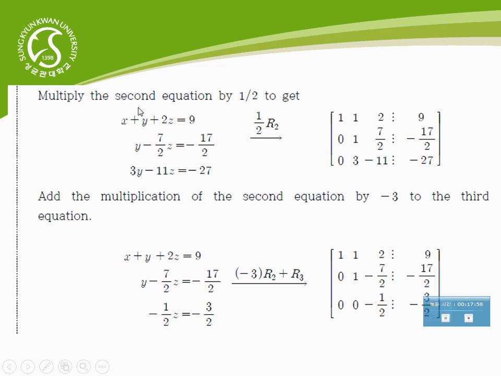Multiply 1/2 on the first row and then add it to the second row, which makes it like this. And multiply -3 on the second row and add it to the third row to make this 0. Same thing: multiply the -3 here and add it to the third equation to make this term eliminated. Okay? So now you have this linear system of equations in matrix form like this.